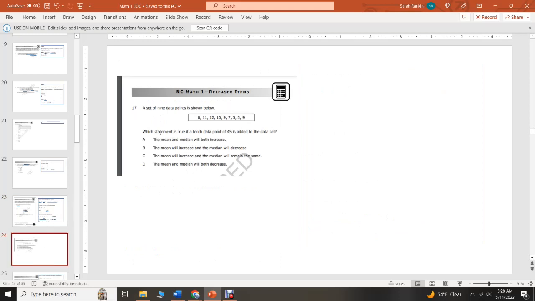Set of 9 points, which statement is true? Well, if we had a huge outlier like 45, 45 is way bigger than any of these numbers. So our mean and our median are both going to increase.